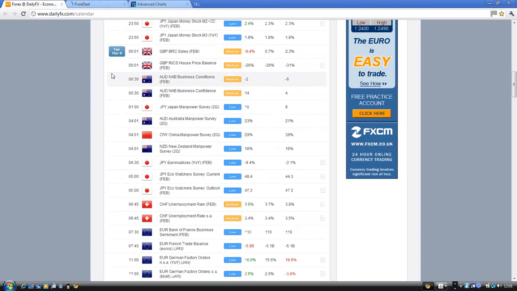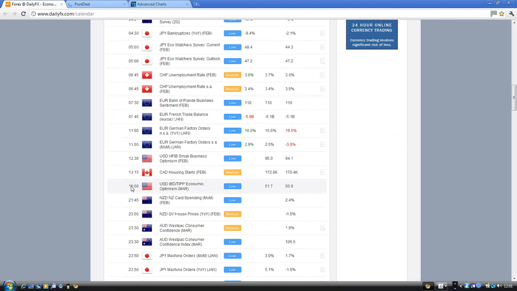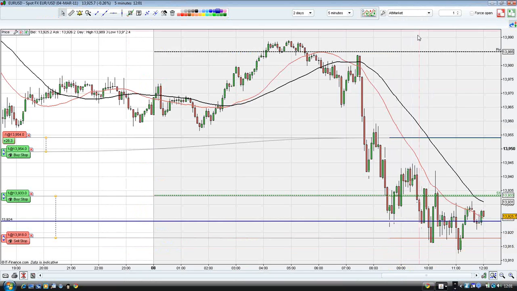And we're focusing on the Euro-US dollar. And there were no reports due out today that will be affecting the market we're concentrating on, which is the Euro-US dollar. So just go straight to the day trading because there are no swing trading opportunities.